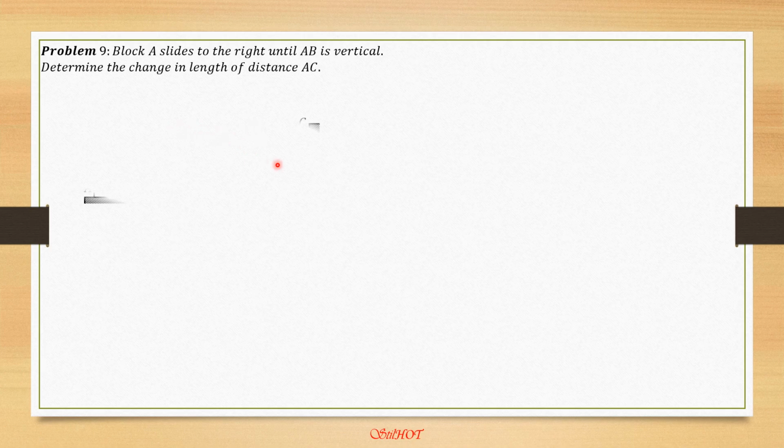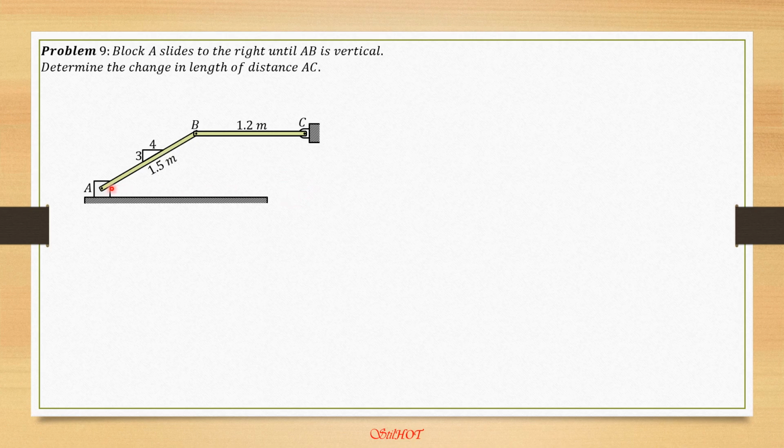So let's proceed to problem 9. Block A slides to the right until AB is vertical. So determine the change in length of distance AC. So this is the figure. We have the slope of this AB here, which is 1.5 meters. So from the horizontal, 4, 3 vertical, then of course from right triangle proportion, 3, 4, 5, 5 the hypotenuse.